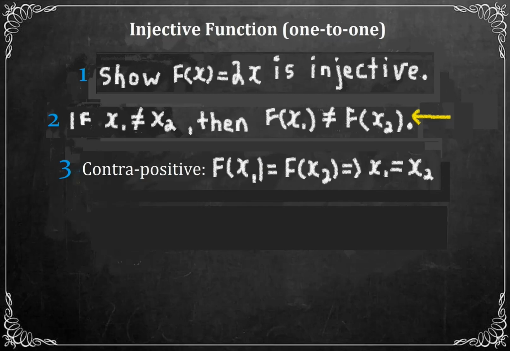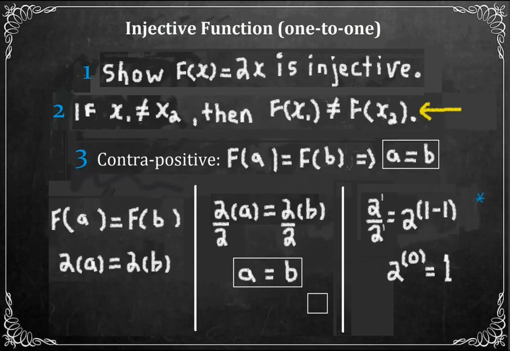Let's get started. We want to go in the direction of the yellow arrow, which returns blue 3, with just a notation adjustment for simplicity. Column 1, it naturally follows f of a equals f of b. Then 2 times a equals 2 times b. Column 2, divide each side by 2, which just leaves us a equals b. Since the white boxes are a match, we've shown 2 times x is injective.